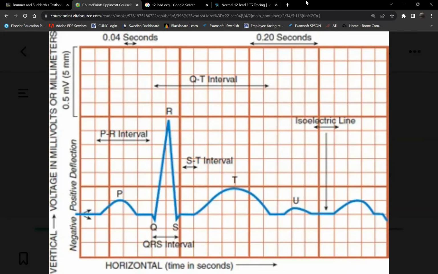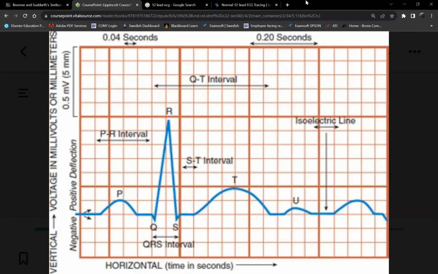After depolarization, they were all negative, right? Now they're starting to become positively charged again in preparation for the next depolarization. So they're simply trying to prepare for the next QRS complex.